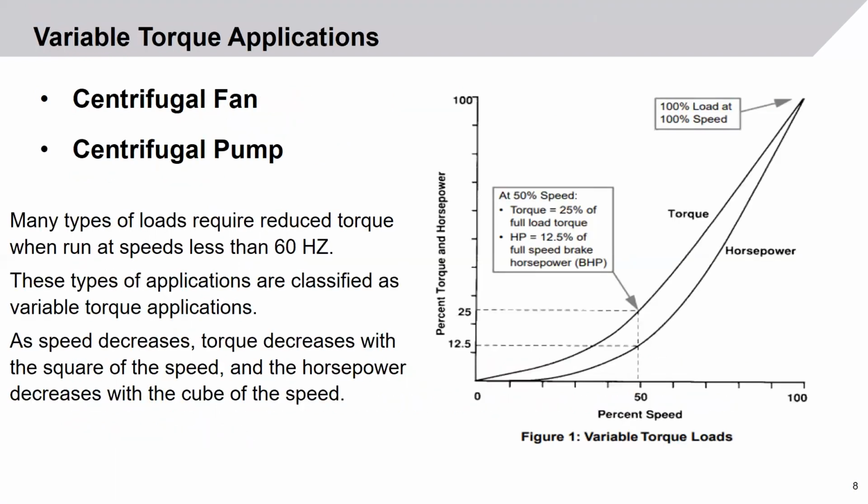There are two types of applications considered variable torque applications: centrifugal fans and centrifugal pumps. These types of loads require less torque at speeds less than 60 hertz. There's a lot of energy savings to be had with these applications by running less than 60 hertz. As speed decreases in these applications, torque decreases with the square of the speed, and the motor horsepower decreases with the cube of the speed.